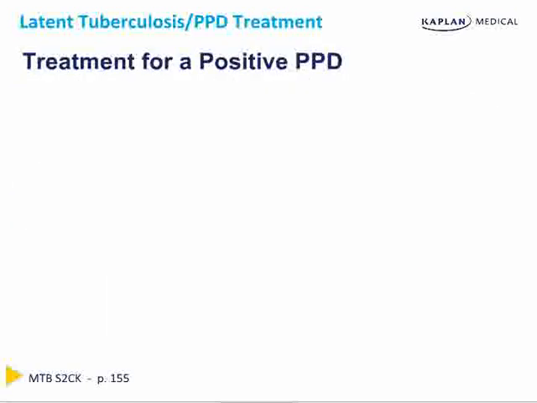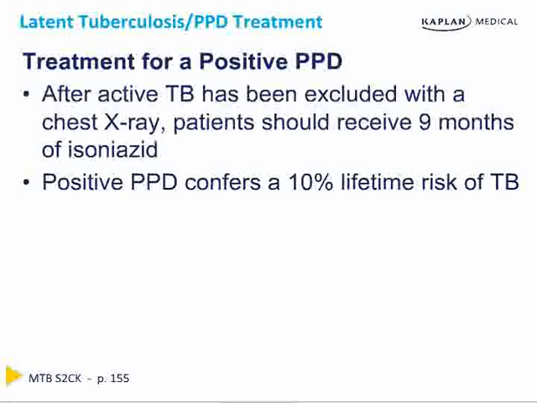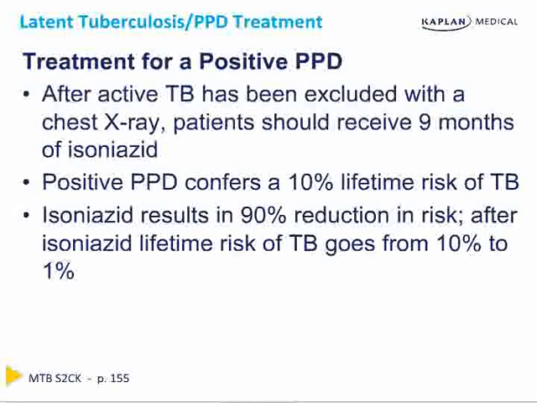If the PPD is confirmed as positive, then the first step is going to be to exclude active TB. This is done with a chest X-ray. If the chest X-ray is normal and active TB has been excluded, patients should receive 9 months of isoniazid monotherapy. The positive PPD confers a 10% lifetime risk of TB. Isoniazid therapy will then result in a 90% reduction in risk. Therefore, your lifetime risk of reactivation goes from about 10% down to 1%.